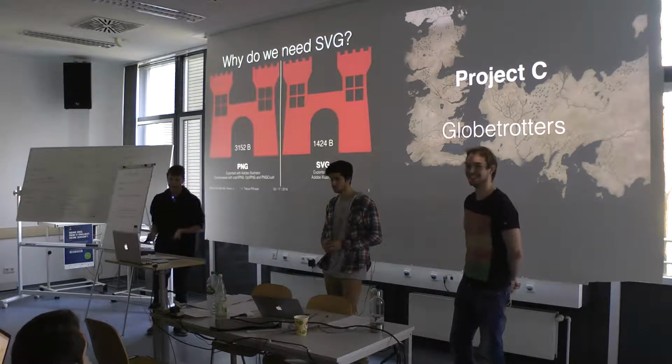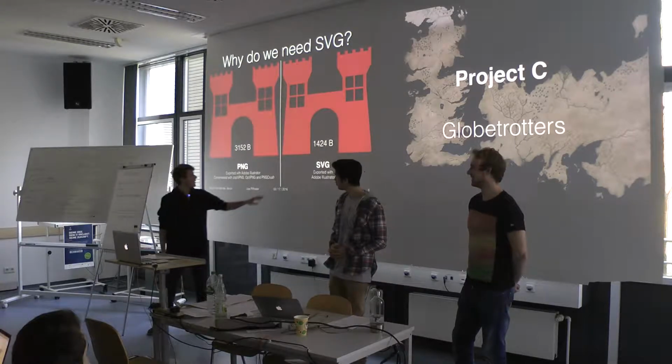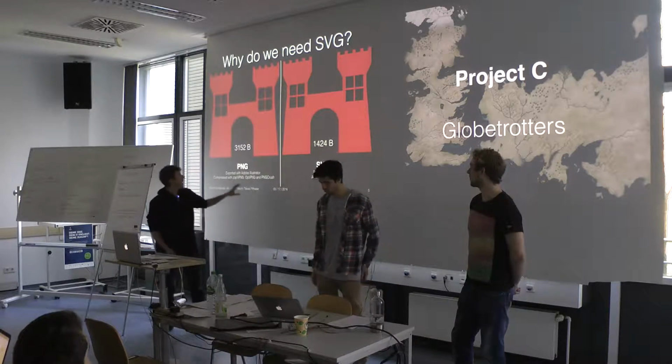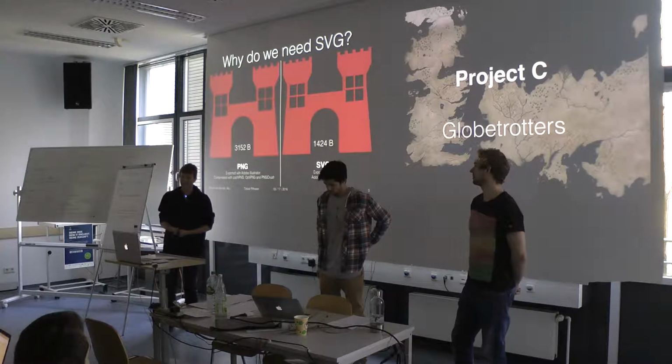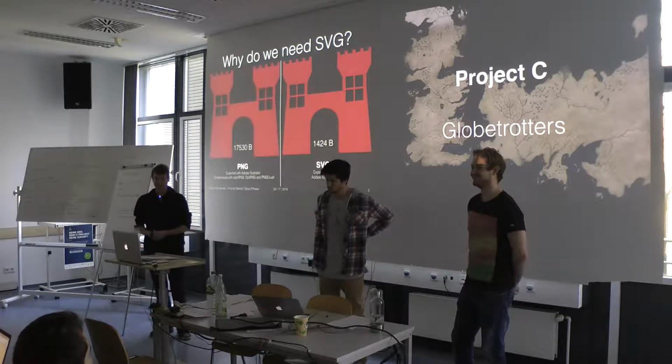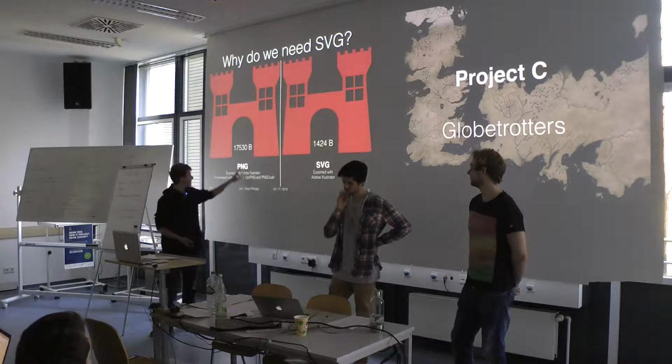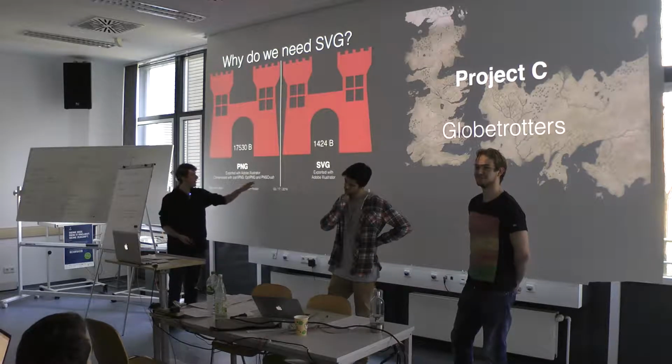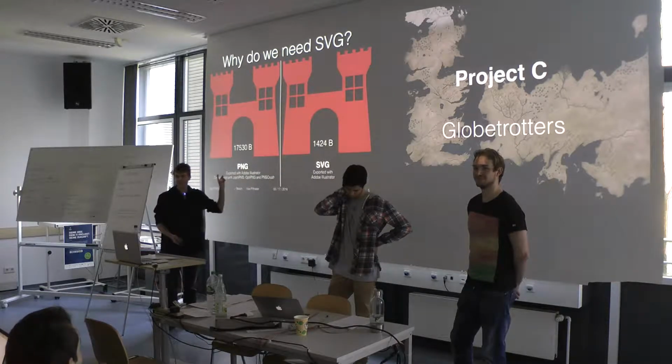But if I increase the size of the SVG, it remains crisp, it looks good. And if I increase the PNG, of course, it looks not good. And I can fix it by using more pixels. But when I'm using more pixels, I almost have 10 times the amount of data of the SVG.